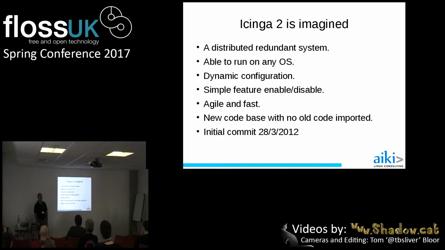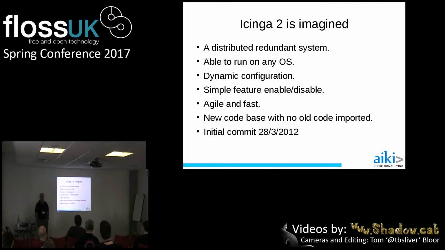Icinga 2 is imagined. A fully distributed, redundant system. Able to run on any OS. Yes, it can run on Windows. No, I wouldn't recommend it. Except for the agent. That's fine. I'm not talking about the core. The core, no, I wouldn't recommend it. Dynamic configuration. You have a DSL. It's fully dynamic with logic implementation in it. You can run your ifs. You can do your regex experiments all in the same configuration. There's no need to wrap things around it. You don't have to break anything, unlike in Nagios, where the regex was horrid.